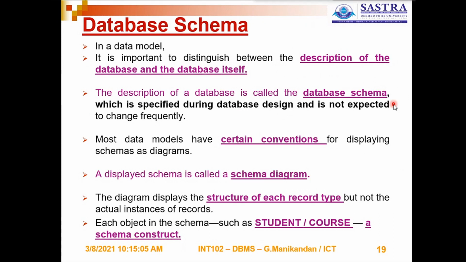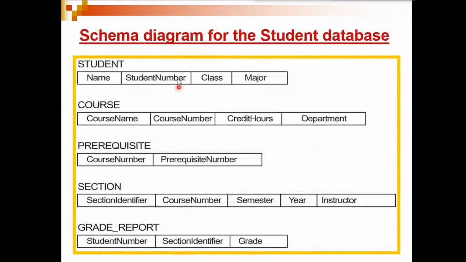For displaying this schema in a diagrammatic form, we are going to use some convention. Your displayed schema is called your schema diagram. As part of this schema diagram, we are going to specify the record structure. We are not going to represent the actual data. Clear? Only table name and field name will be displayed as part of your schema diagram. What is the content inside the student table will not be displayed as part of your schema diagram.